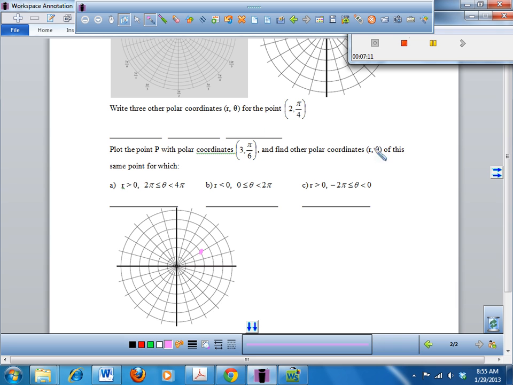And find other. What this means, people always get this one on the test wrong because they don't know what it means. So what you want to do is have a positive r, but you want to get there by going at least 2 pi. So I'm going to go out r, and then go around more than 2 pi. So what would that be? 3 comma what? How many pi's over 6 would that be?